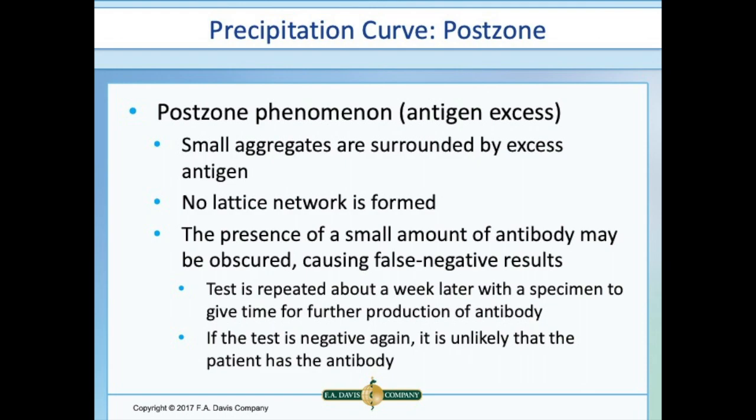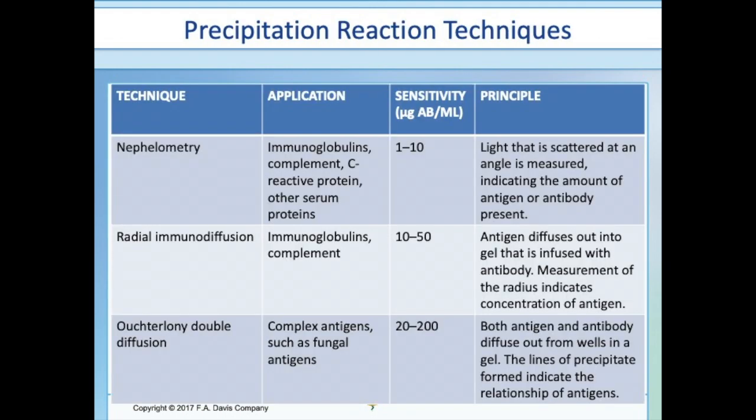Okay, so these are the different precipitation reaction techniques. So let's start with nephelometry. Nephelometry may be utilized for the assay of immunoglobulin, complement, acute phase reactants such as C-reactive protein, and other serum proteins. Sensitivity: it can measure about 1 to 10 micrograms of antibody per ml.